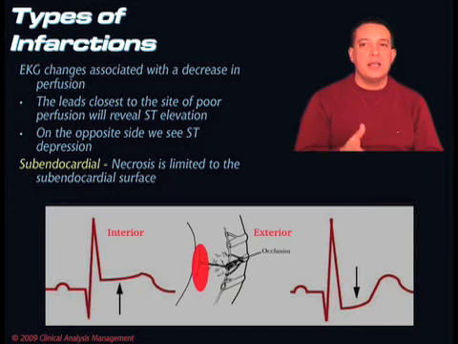So we see that in this example, in a subendocardial MI, this patient's ischemia is all on the inside surface of the ventricle.